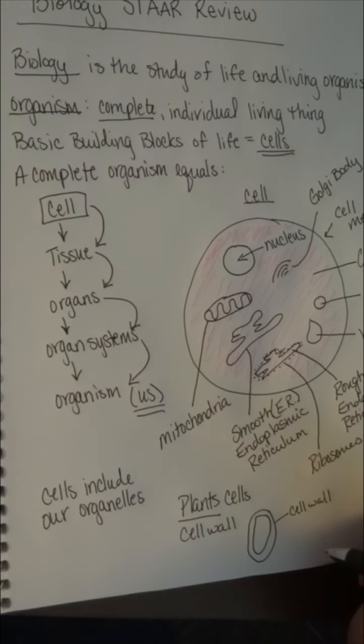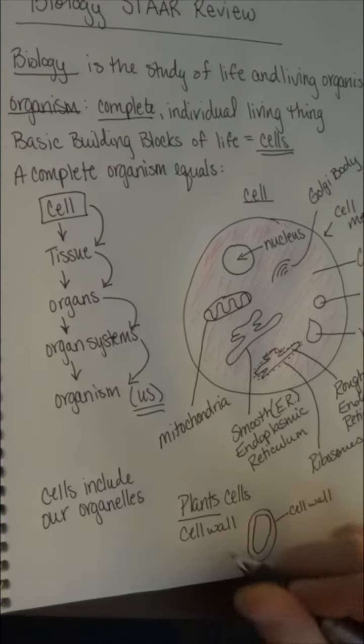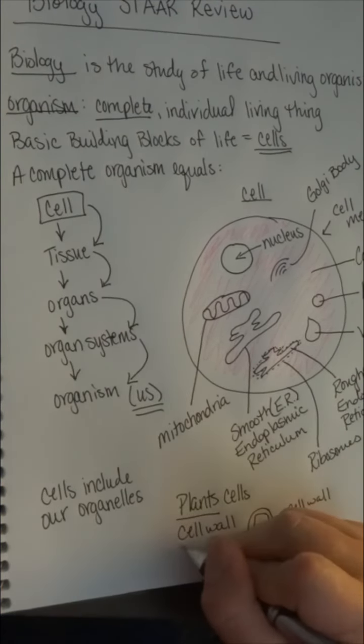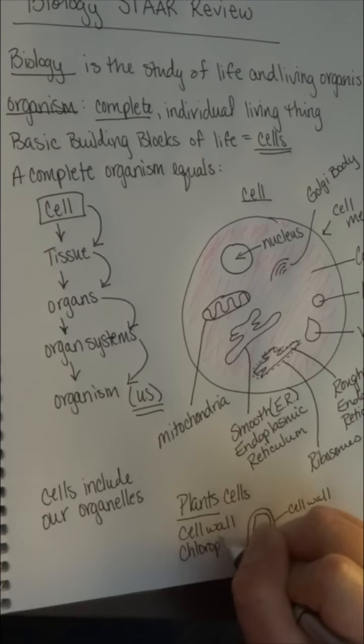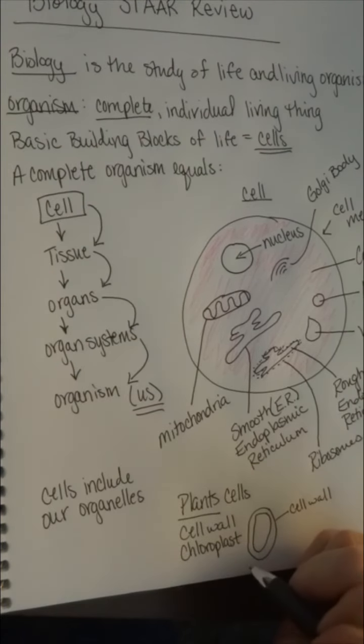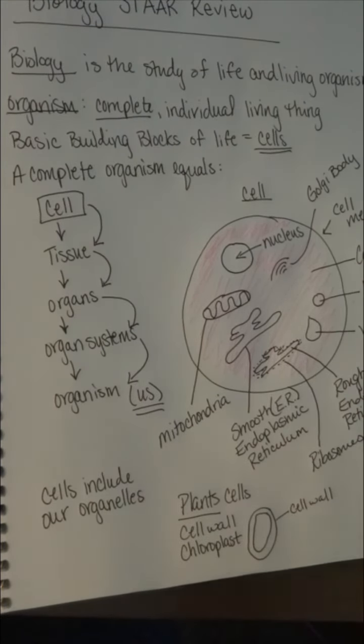Also inside plant cells are chloroplasts, and that is what gives it its green color as well. Well, it contains chlorophyll. Chlorophyll is what gives it its green pigment, but they use these chloroplasts for photosynthesis, and that is the process that plants use to make their food.